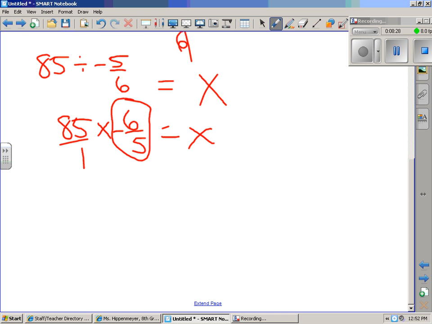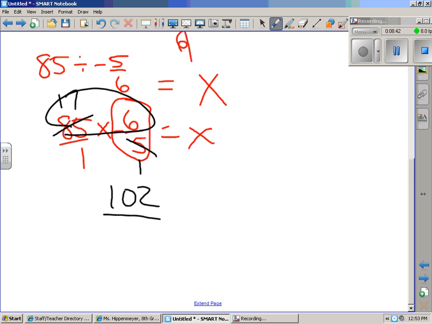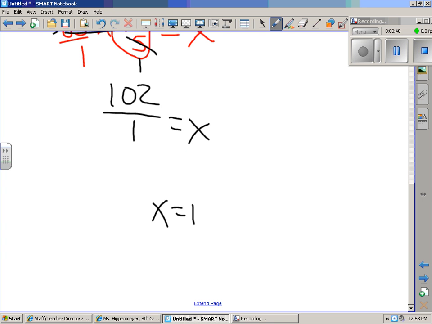So now let's cancel diagonally. 5 divided by 5 is 1. 85 divided by 5 is 17. And then we take 17 and we multiply it by 6 and we get 102, multiplying across. And then 1 times 1 is 1. So the result is x equals 102.